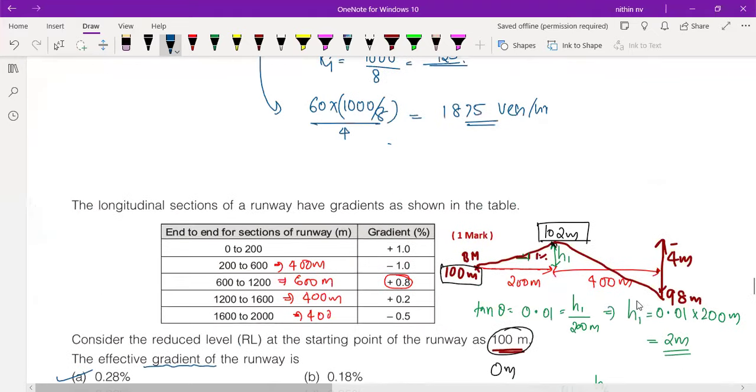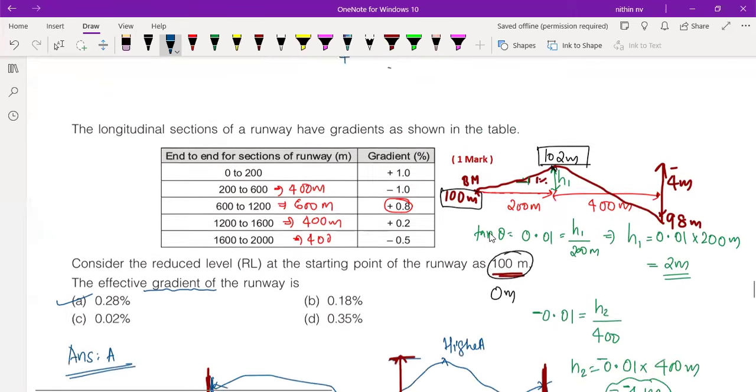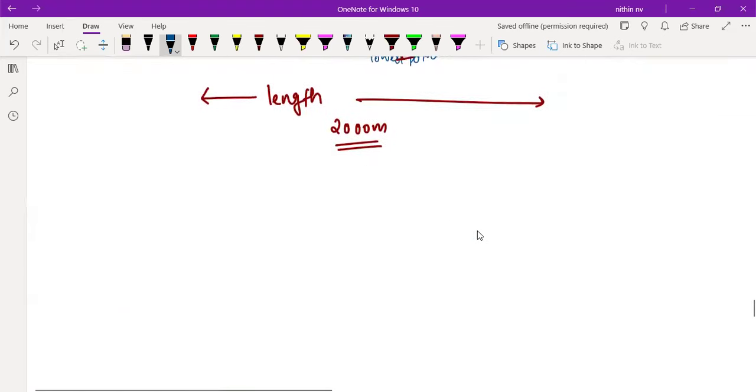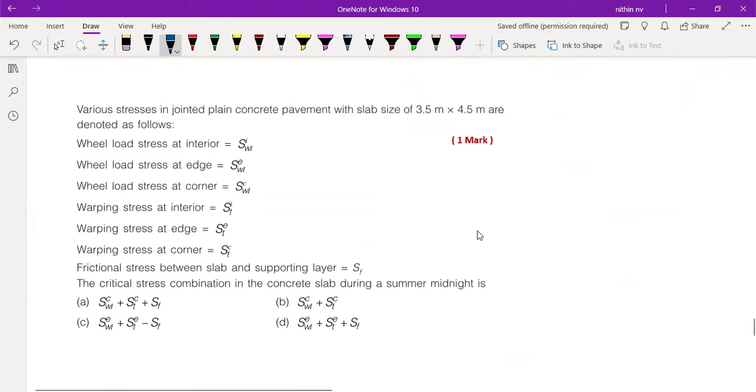They have given 1 mark for this calculation. Yes, we have to do a little bit of lengthy calculation, but still it's easy, right? It's not difficult calculations. That's why they have just given 1 mark. Okay, right. Now moving forward to the next question.